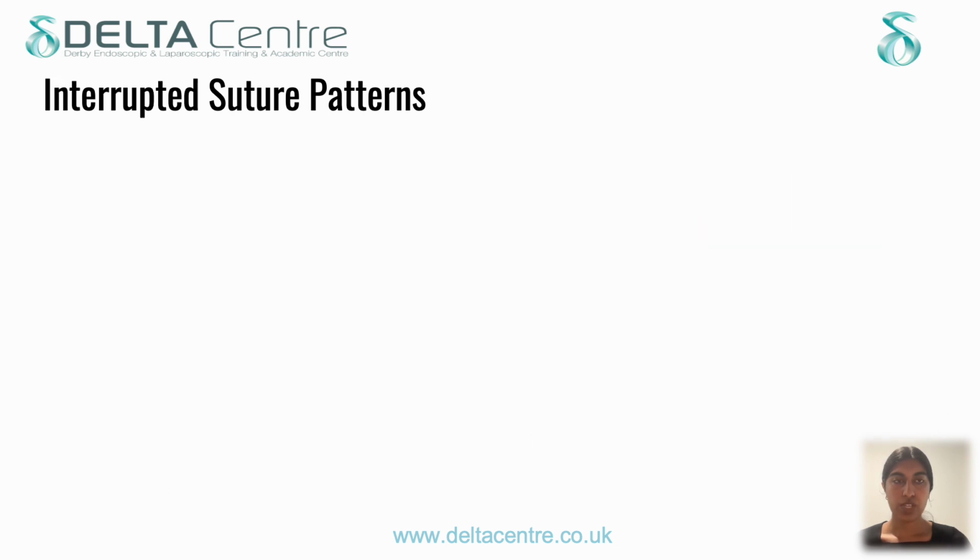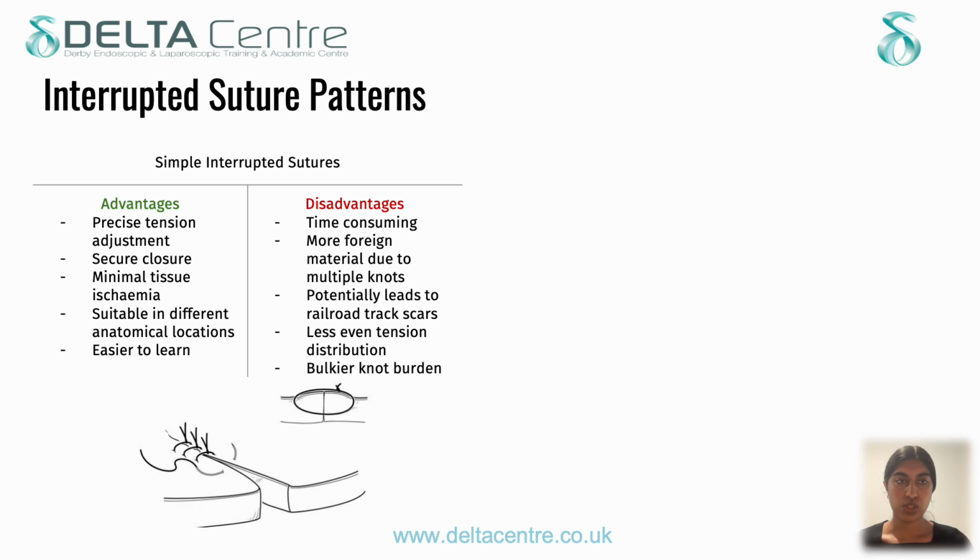Next, we'll talk about advantages and disadvantages of different suture patterns. So the first one that we'll talk about is simple interrupted sutures. So advantages of this include that there is precise tension adjustment, and this is because each suture is tied separately, which helps to achieve good wound apposition. There is secure closure, meaning that if one suture fails, i.e. it becomes broken or it becomes infected, then the rest typically remain intact.